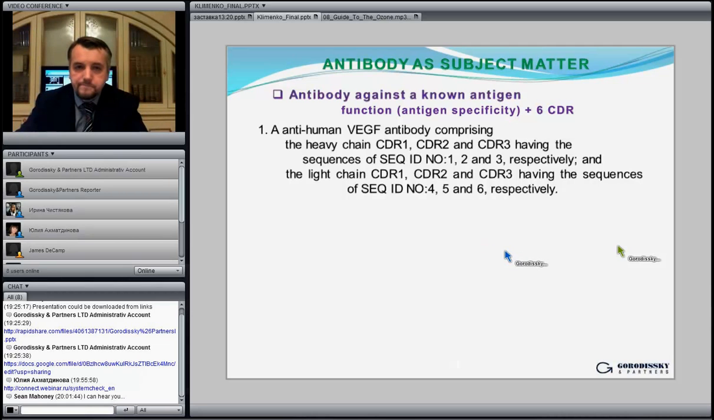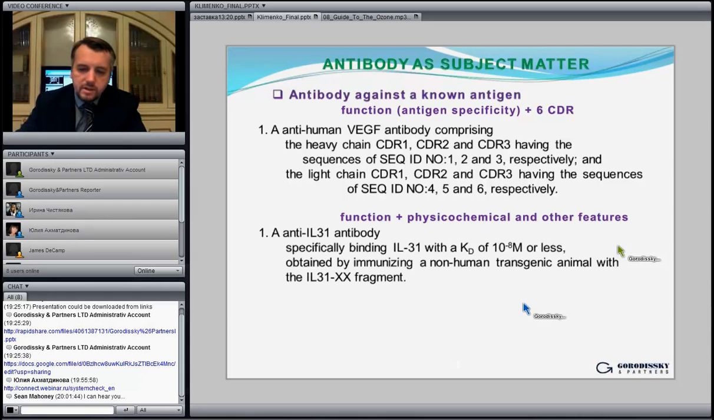However, as far as I know, in other jurisdictions, although reluctantly, they accept antibodies characterized by just 3 out of 6 CDR sequences. In Russia and Eurasia, this is a big no, only 6. If the structure is not known, this is another example. Interleukin 31 is the antigen, and this is the function of this antibody, to recognize it. And for physicochemical and other features, we have the dissociation constant and the way this antibody has been raised by immunizing transgenic animals.